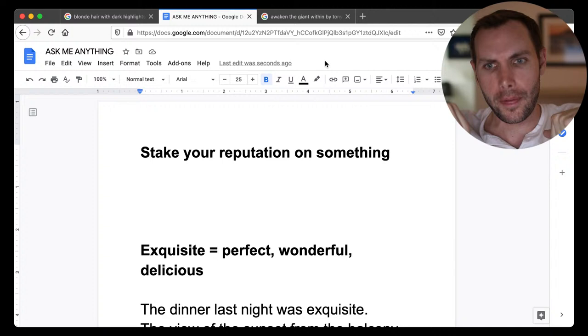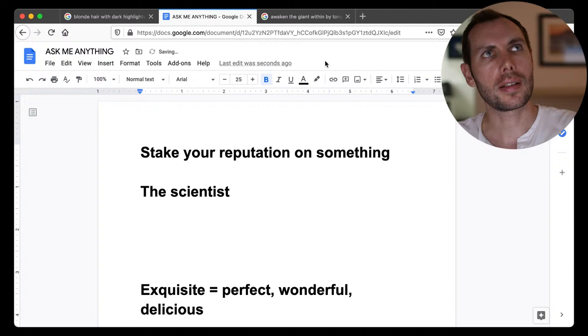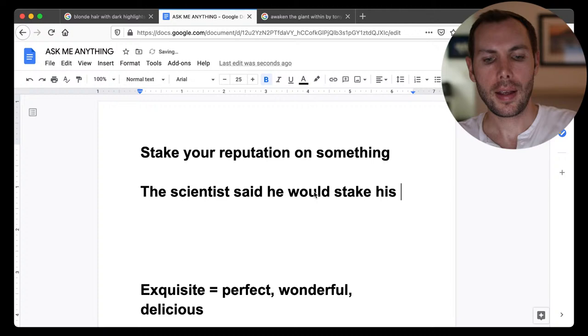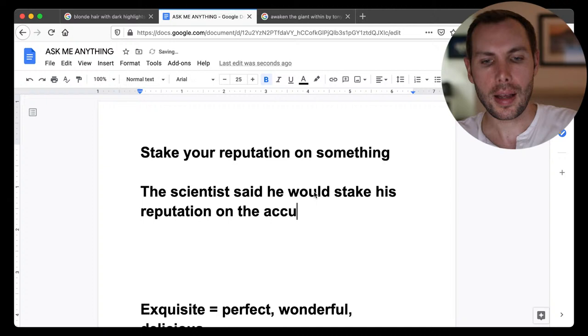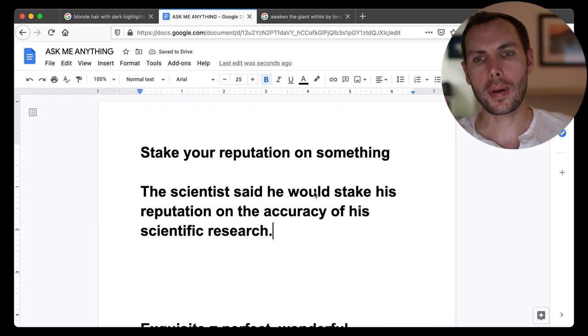Maybe the scientist staked? What is the past tense? Decided. Said he would stake his reputation on the accuracy of his scientific research. He said, my research is 100% true. You can believe me. If it's wrong, then I will resign. I will retire. Okay.